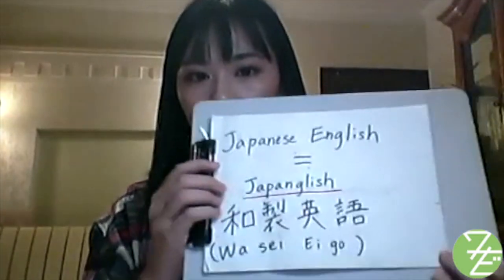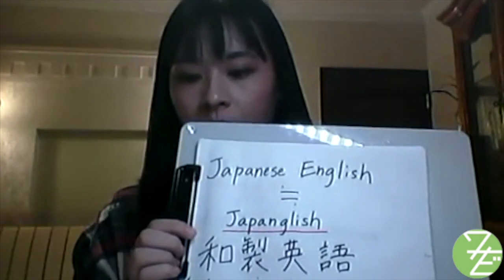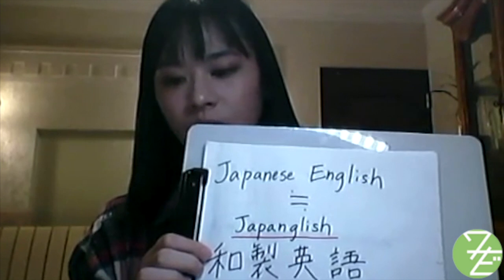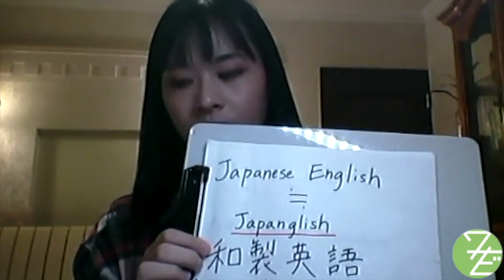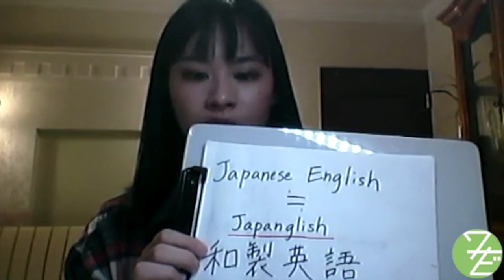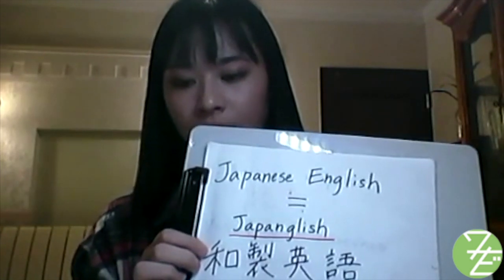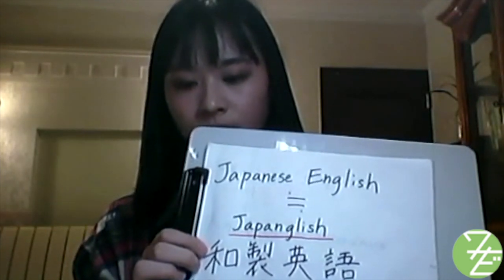Today we will look at Japanese English, also known as Japanglish. The correct Japanese term is Wasei-Eigo. Wasei-Eigo refers to Japanese expressions which were created in Japan by borrowing words from overseas. Wasei-Eigo is different from Gairaigo, which are loanwords.